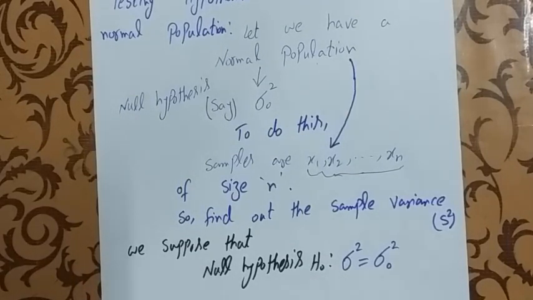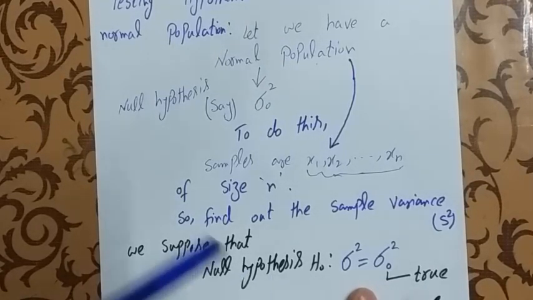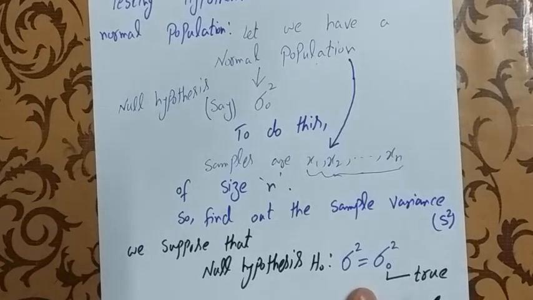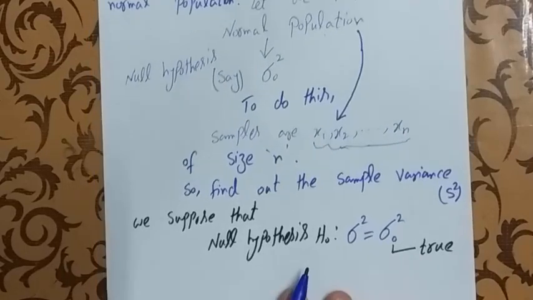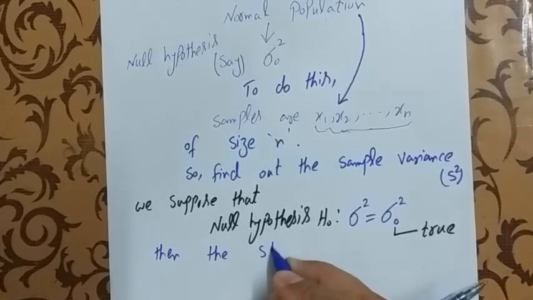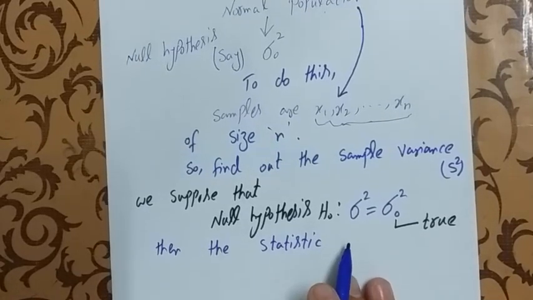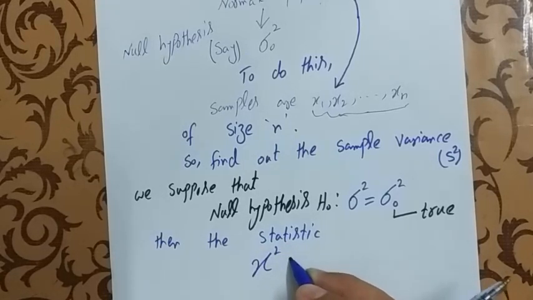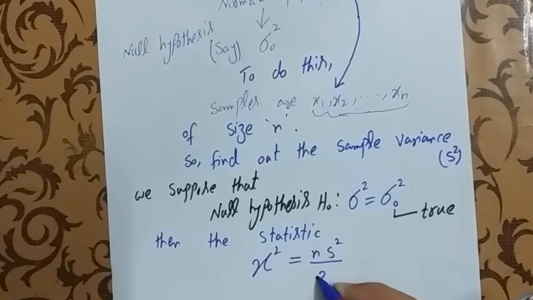If this null hypothesis given in a problem holds, and we apply the chi-square test to check whether this null hypothesis is true, then the statistic chi-square is equal to small n S square over sigma naught square.